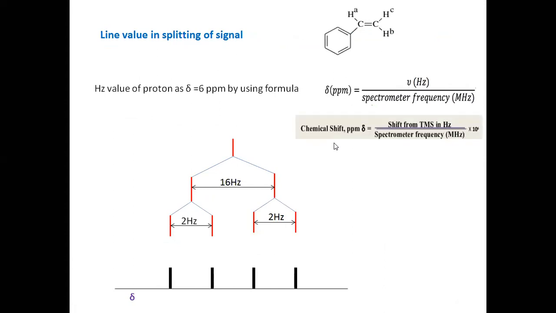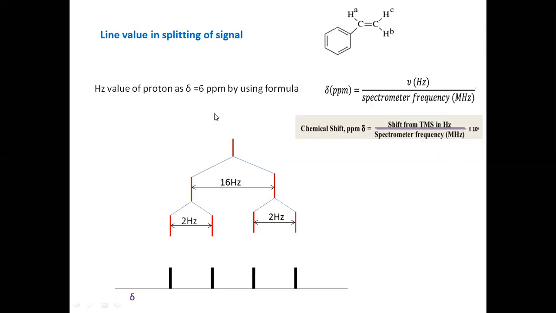Or one can use this formula also. Chemical shift delta ppm is equal to shift from TMS in hertz divided by spectrometer frequency in megahertz into 10 raised to minus 6. To convert megahertz into hertz, it becomes 10 raised to 6. So this 10 raised to 6 and 10 raised to 6 cancel, and therefore shift from TMS in hertz is equal to chemical shift delta into spectrometer frequency. That is a multiplication.